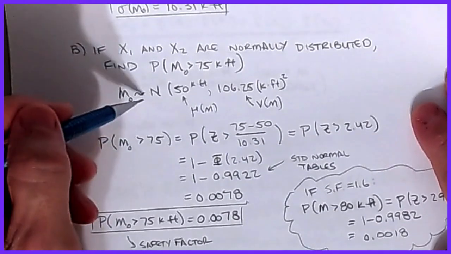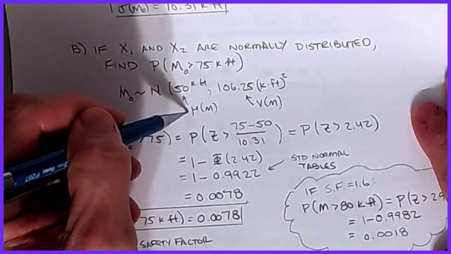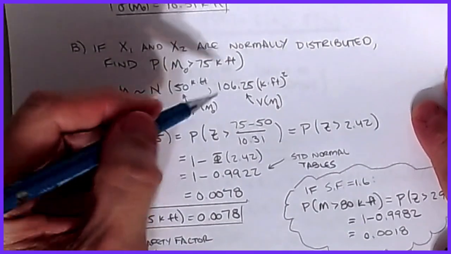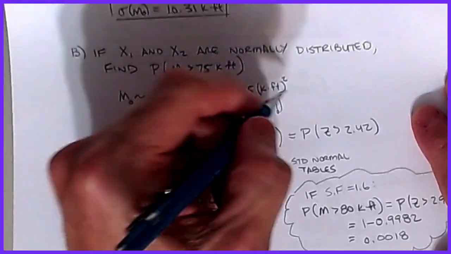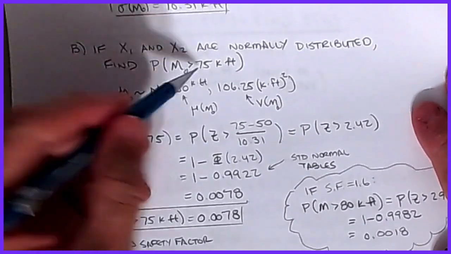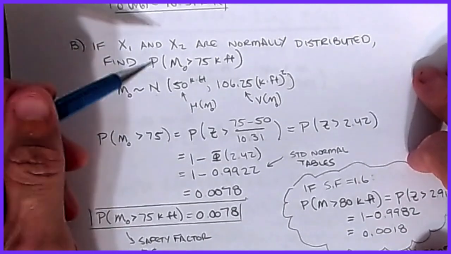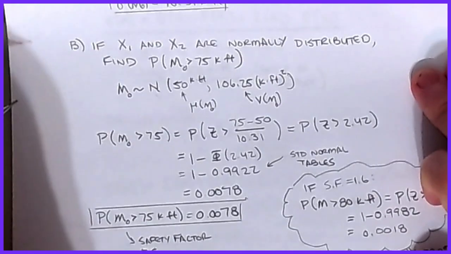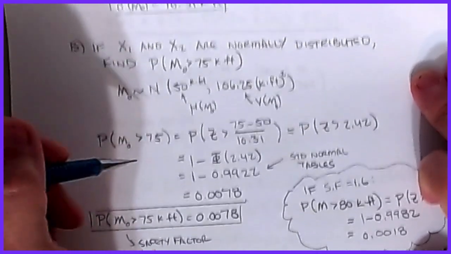So M naught is normally distributed on 50. That was my expected value, or mu, if you will, of M naught, leaving off all my knots here. And then the variance of 106.25 kip feet squared. So that's my distribution. We know it's normally distributed because we were given that. All we do then is what we did in our normal distributions. If you're having issues with this and you don't remember it, go back and watch the video. We covered this a couple of videos back about the normal distribution. This is one of the most important ones.